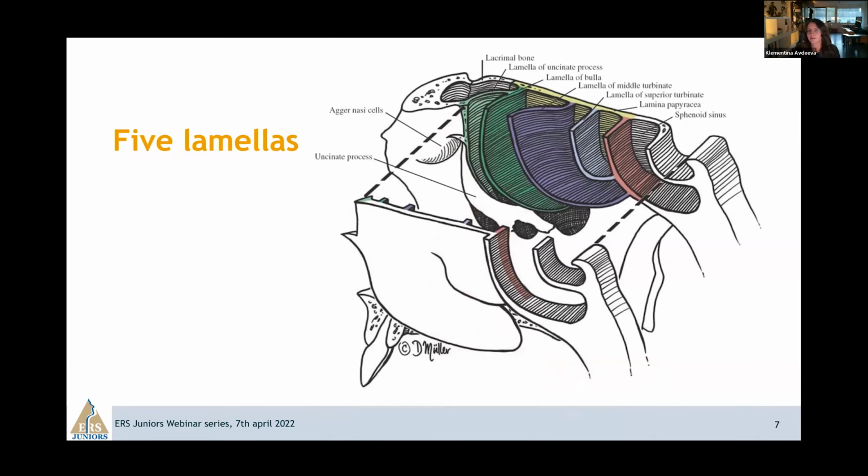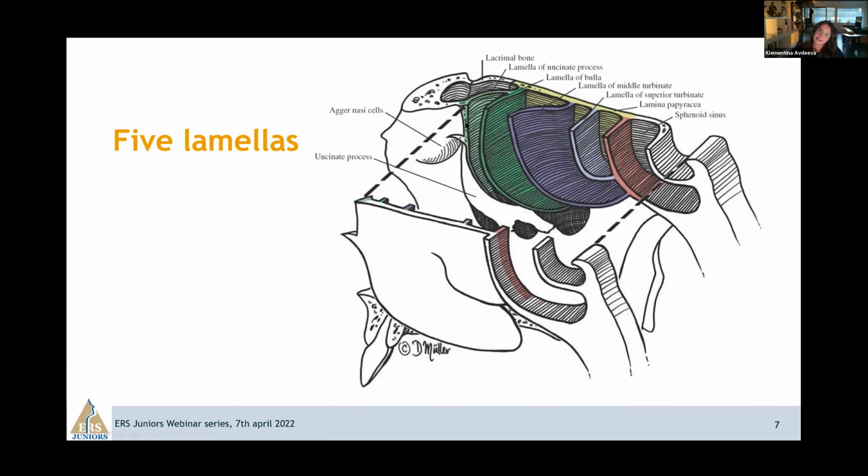Embryologically, there are 5 lamellas on the lateral nasal wall. Lamellas are basically, if we remove all the ethmoid cells, then there will be 5 thin stripes left on the lateral nasal wall. They're really important for our orientation during the surgery.